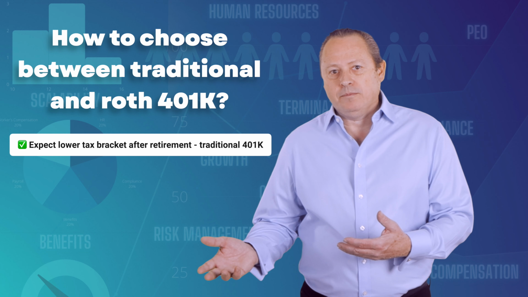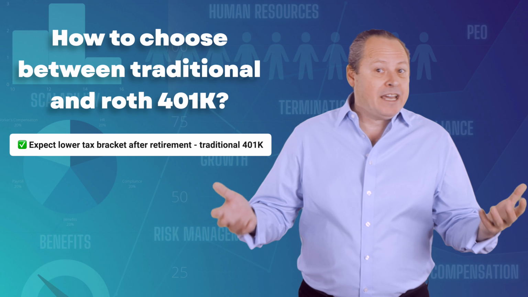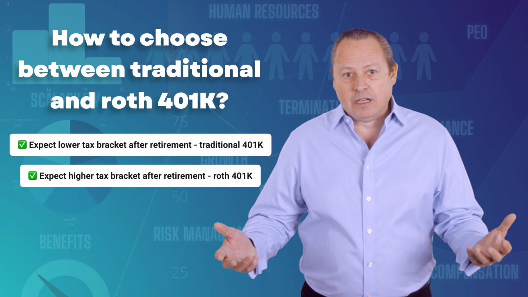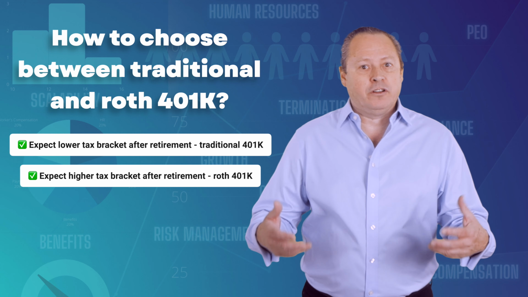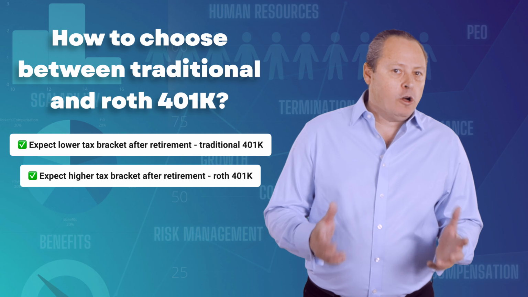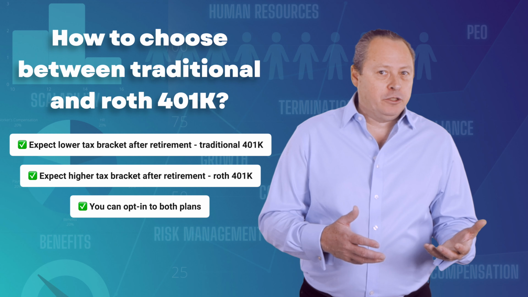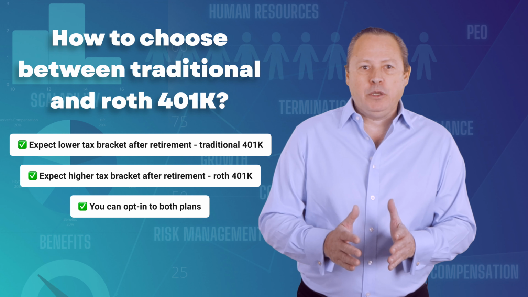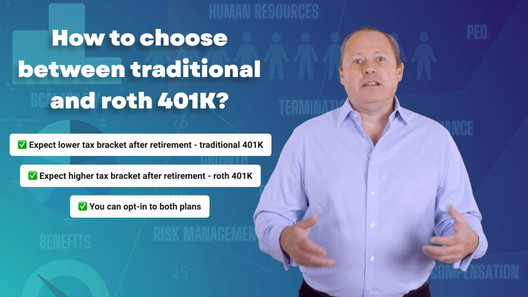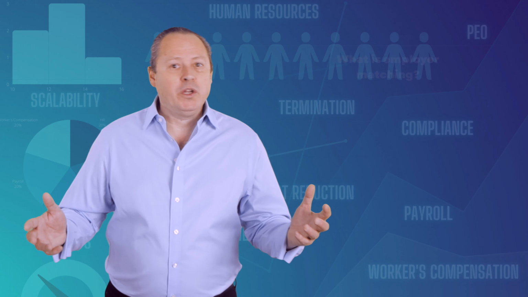On the other hand, employees who expect to be in a higher tax bracket after retiring might opt in for a Roth so that they can avoid taxes on their savings later. You can also opt in to both traditional and Roth 401ks, as long as the combined contribution does not exceed the annual limit.